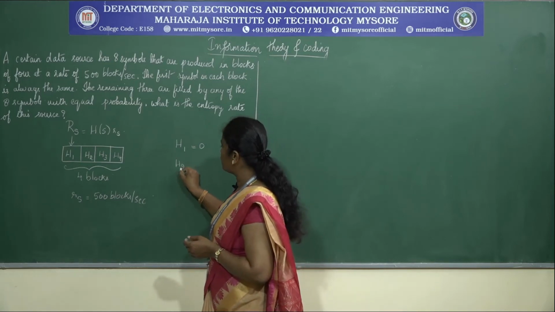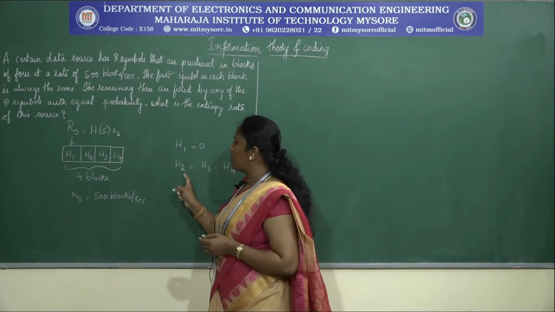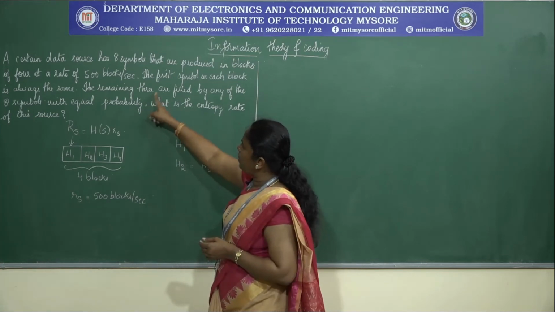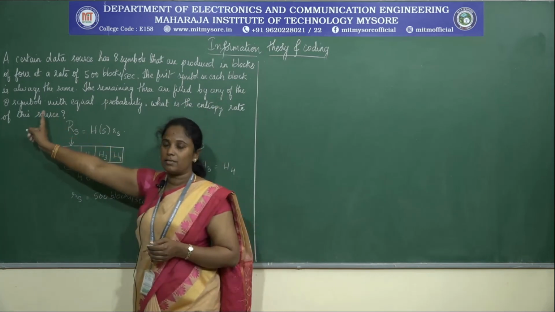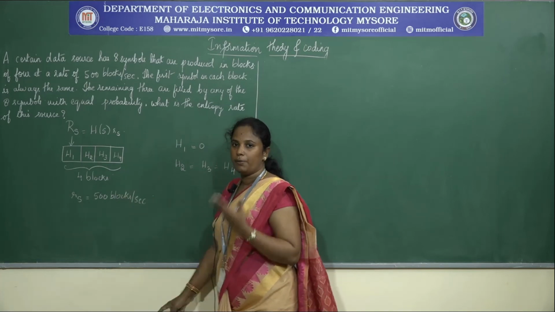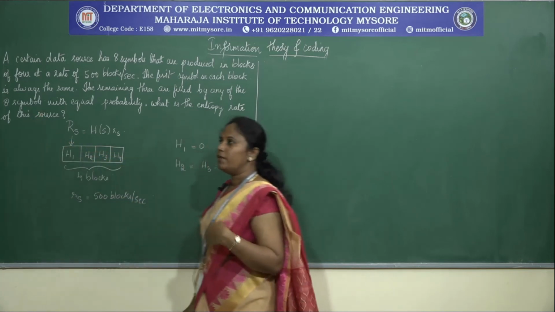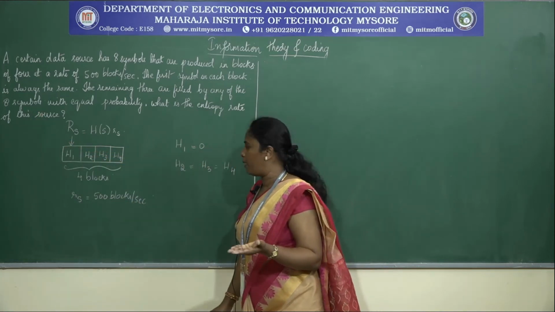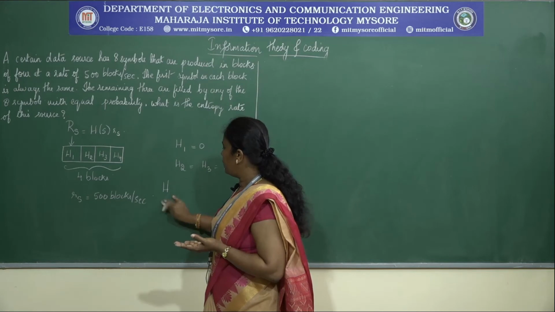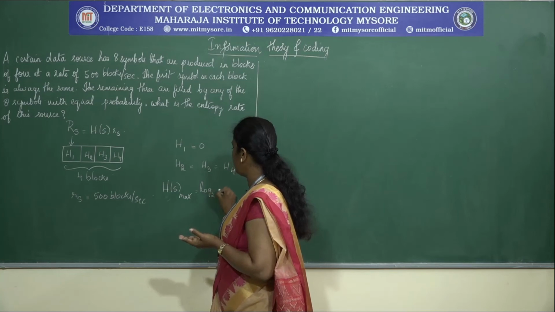Now what about H2, H3 as well as H4? We need to calculate the information for the rest of the 3 blocks. The remaining 3 are filled by any one of the 8 symbols with equal probability. So when the symbols are equiprobable, what can you write for your entropy? Your maximum entropy H of S is given by log base 2 of Q.